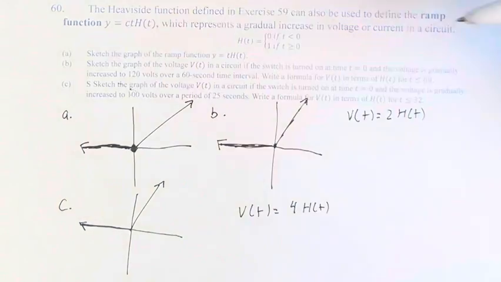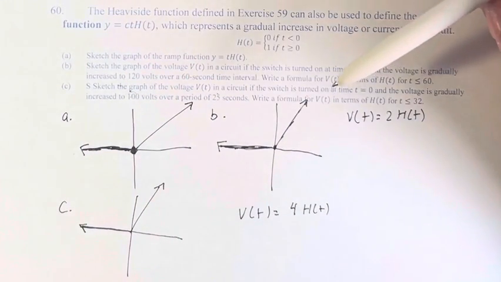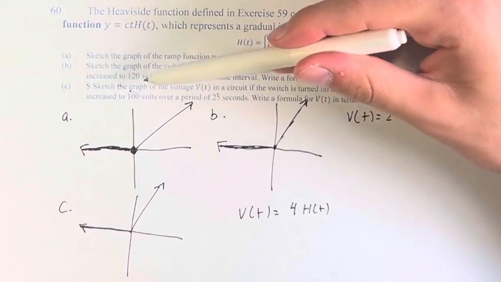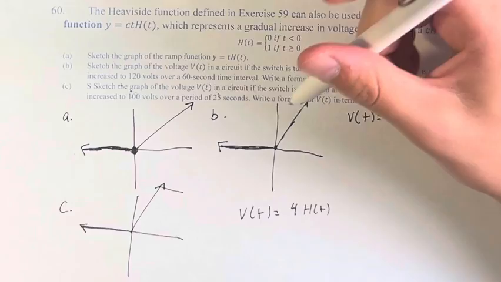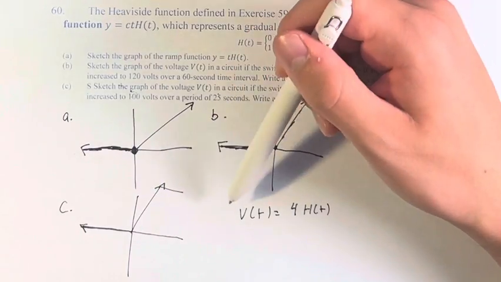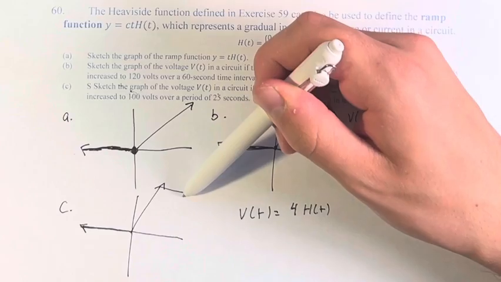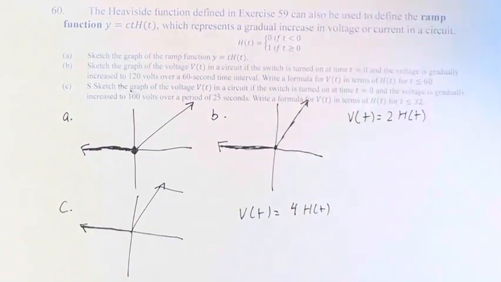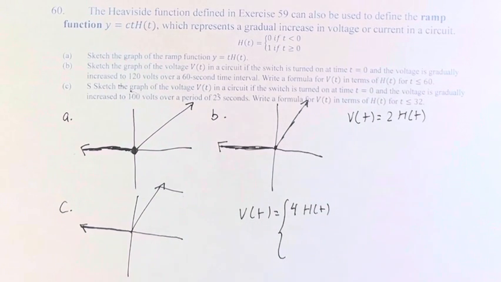However, we have a problem here. We are describing a specific increase in voltage. It is 100 volts over a period of 25 seconds. However, it then stops. It remains constant at the value of 100 all the way to t is equal to 32, which is our ending point. Therefore, we have to have a different function for t is greater than 25. So what we have here is a piecewise function.